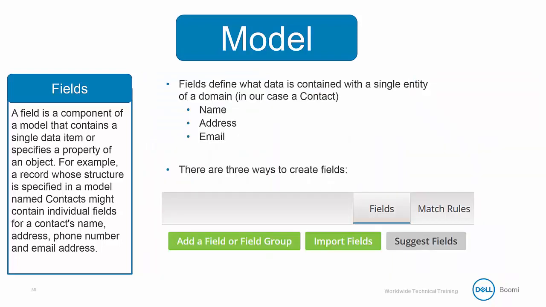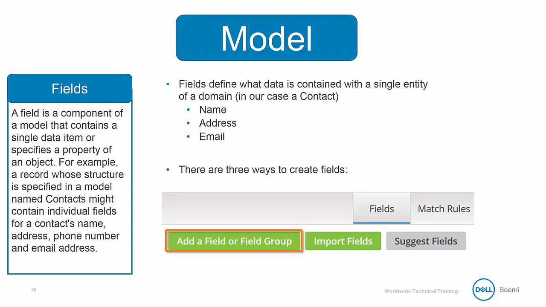By definition, a field is a component of a model that contains a single data item or specifies a property of an object. For our purposes, our fields are going to represent separate pieces of contact information for our clients. So for example, our client's name, address, and email are three different fields that we're going to have. There are three ways to create a field.